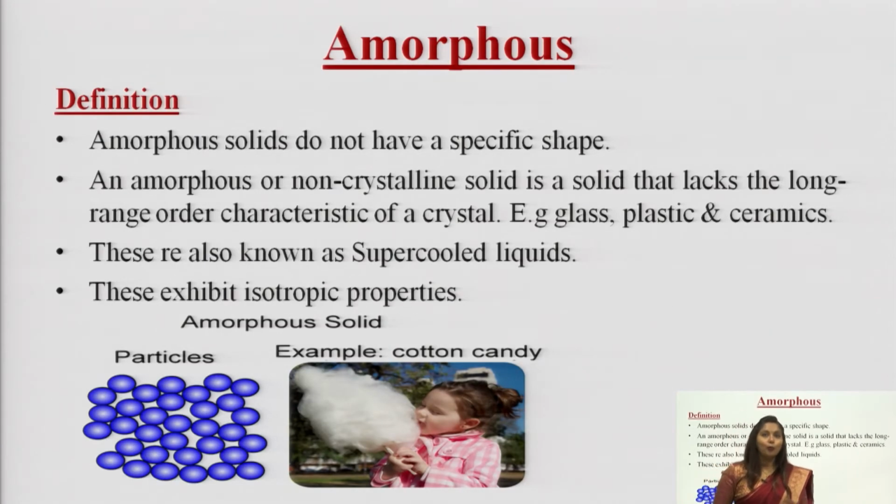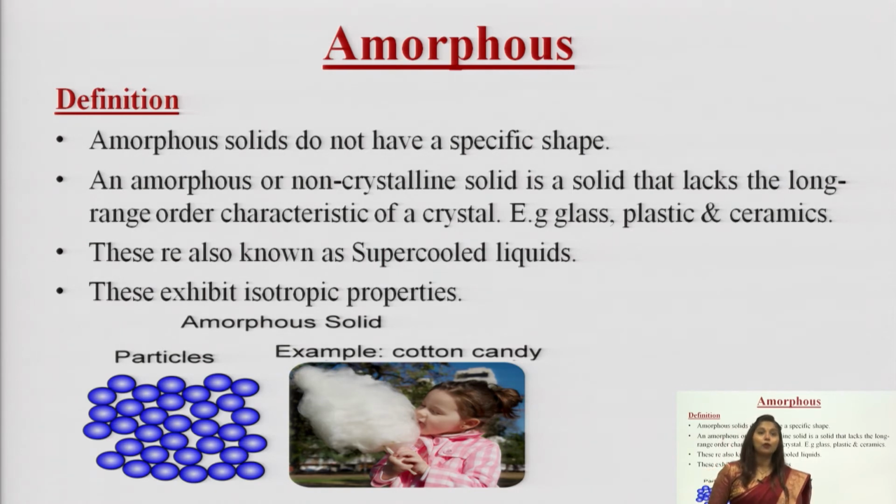Okay. Now moving to the next topic of today's lecture, that is the amorphous form. What is the amorphous form? You can see the definition mentioned here. Amorphous solids do not have a specific shape. Amorphous solids do not have any specific shape, because the arrangement of molecules, atoms and ions in them is disordered, which we have already studied. So an amorphous or non-crystalline solid is a solid that lacks the long range order characteristic of a crystal. Examples: glass, plastics and ceramics.